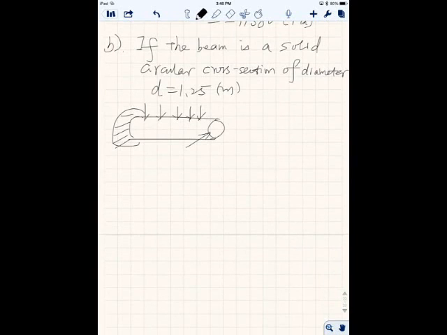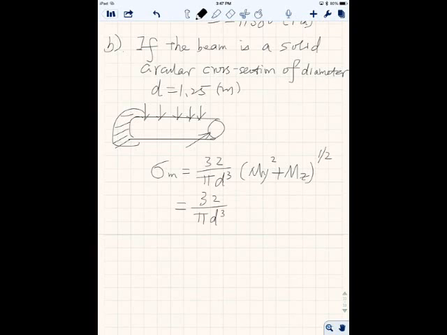Now, I'm just going to show you. The equation we need to use is the maximum stress equal to 32 over pi d cubed, times the square root of My squared plus Mz squared. Okay, so this is the equation we need to use, and I didn't mention it initially because I figured it's easier if I mention it while we see the example, so you can remember it right away, okay? All right, so 32 over pi d cubed times the square root of 800 squared plus 1600 squared, sorry, I was missing a square over here. And the diameter D is 1.25. So you plug in the numbers, and we get 9329 Pascal.